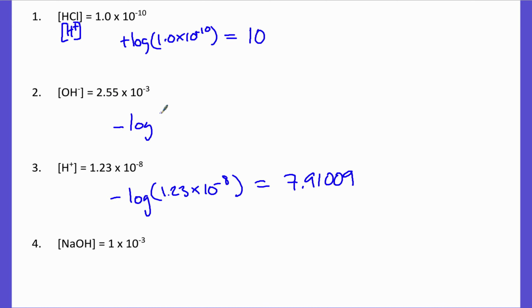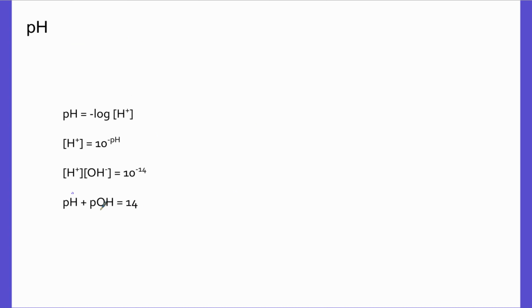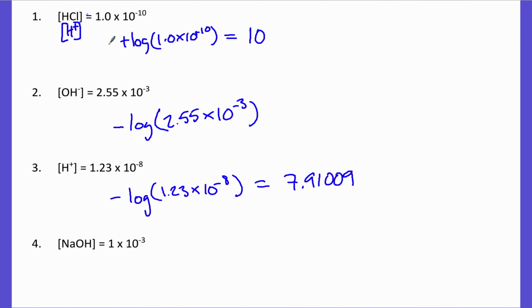If I do a negative log of my 2.55 times 10 to the negative 3rd, that's not going to give me a pH, but it'll give me a pOH. And there's a relationship between pH and pOH, right? If I add those two things, I get 14. So what I actually end up doing here is I take 14 and I subtract my pOH, which actually means that I'm going to add that log instead of subtracting, because 2 negatives always flips to a positive, right?